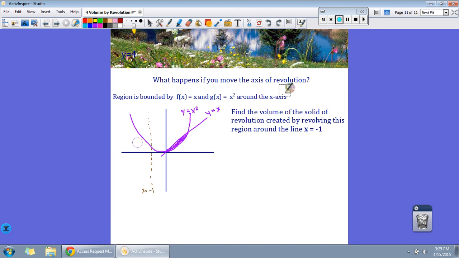When you have something around the line x equals -1, since we have x equals -1, we are going to be rotating it with everything in terms of y. So we're going to need to have our equation in terms of y. That one's not too bad. Again, because it's in quadrant 1, we're just going to have the positive of the square root. And of course, x equals y is already y equals x.